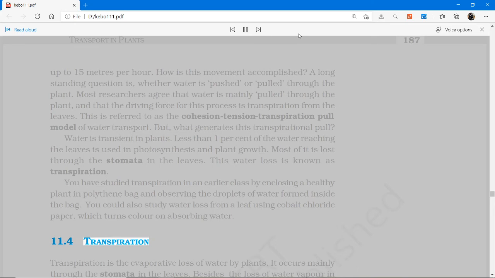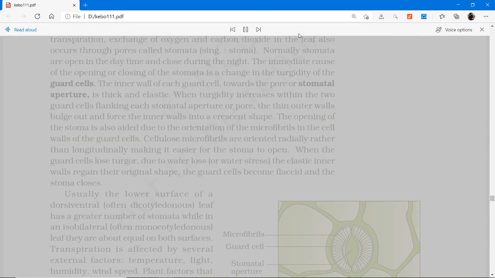1.4 Transpiration. Transpiration is the evaporative loss of water by plants. It occurs mainly through the stomata in the leaves. Besides the loss of water vapor in transpiration, exchange of oxygen and carbon dioxide in the leaf also occurs through pores called stomata, singular stoma. Normally stomata are open in the daytime and closed during the night. The immediate cause of the opening or closing of the stomata is a change in the turgidity of the guard cells.